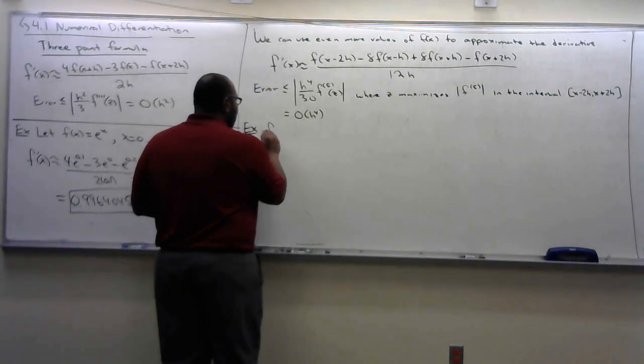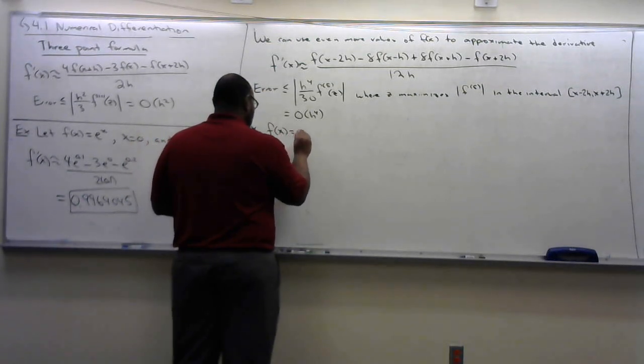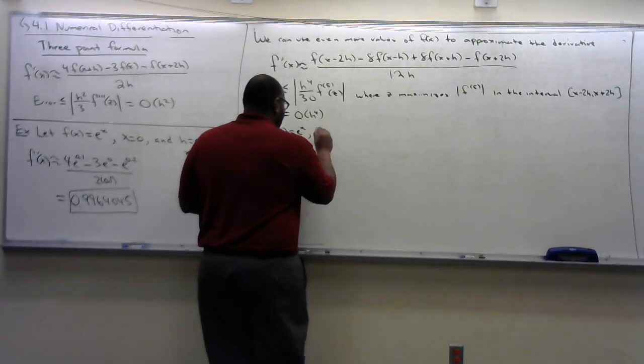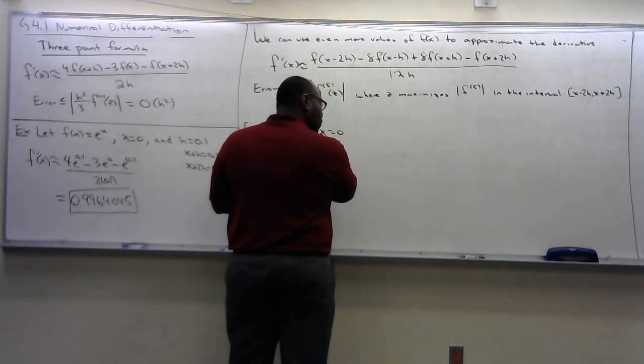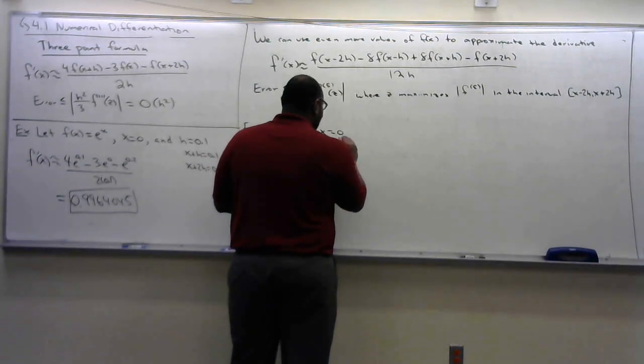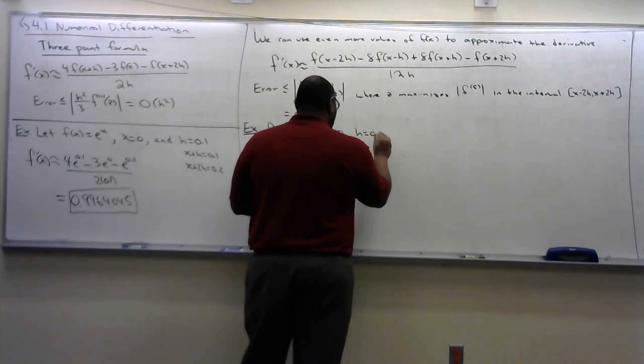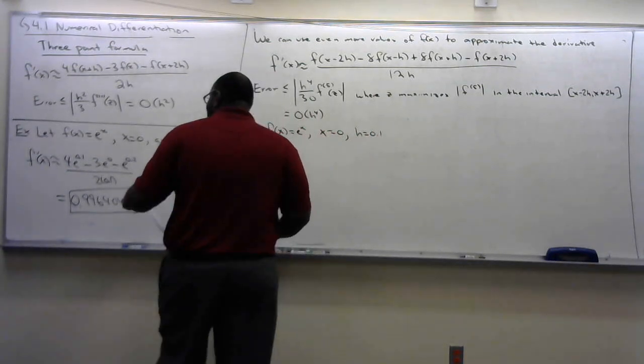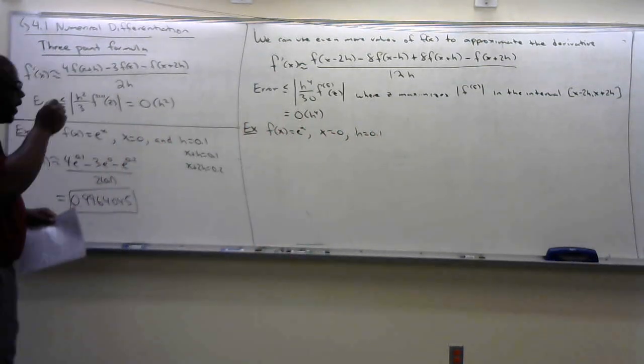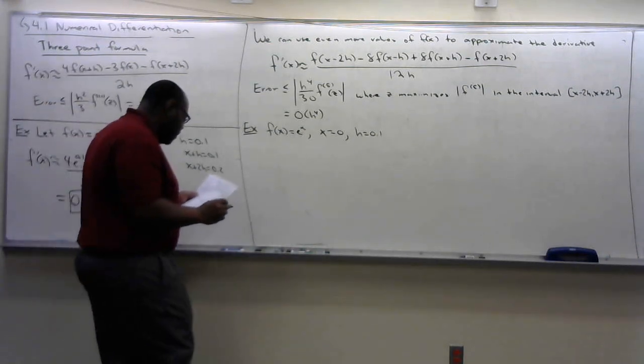Again, we have f of x is equal to e to the x, x is equal to 0, h is equal to 0.1. And I think you guys get it about what to do with the x plus h and x minus h. Let me just give you the approximation.